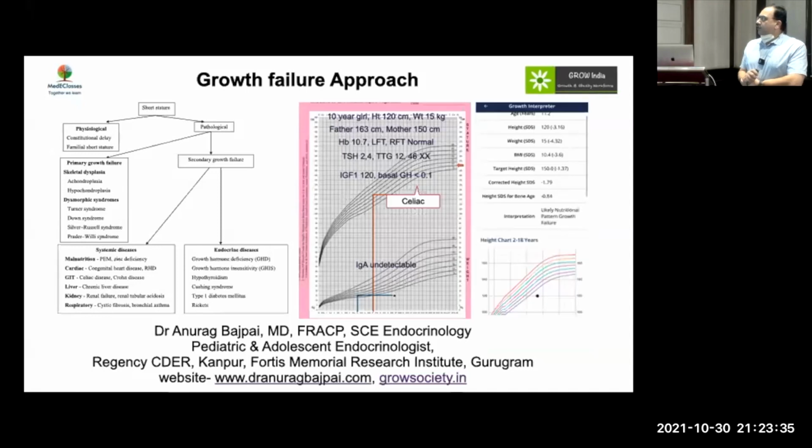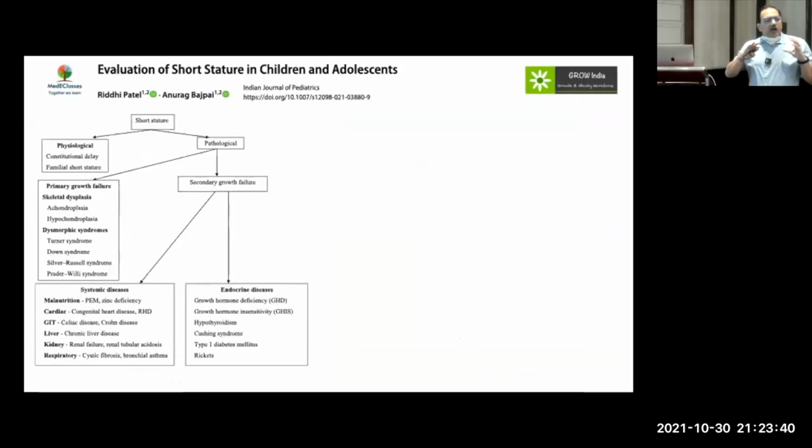Now, we'll start off with the first part of the talk, which is the approach to growth failure. Now, what are the causes of growth failure? This is our recent publication in Indian Journal of Pediatrics about approach to growth failure. Broadly speaking, it can either be physiological or pathological. When we say physiological, it is constitutional delay of puberty and growth or familial short stature. Within pathological, it could either be a primary disorder in the growth plate or a disorder in the environment. Within environment, it can be nutritional or endocrine.